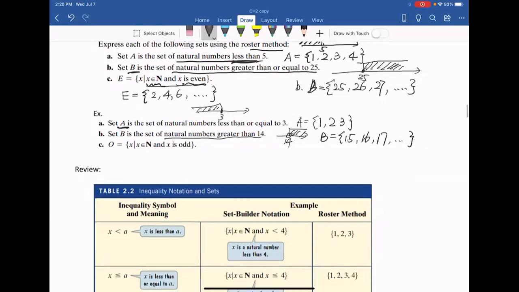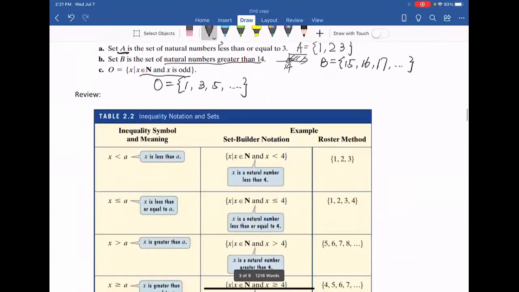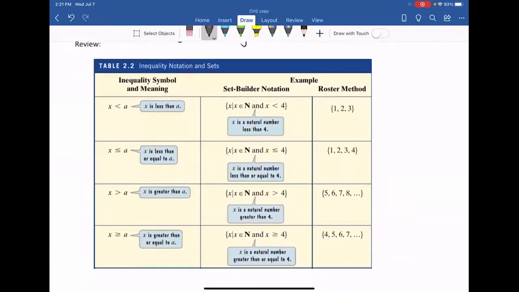Let's see the condition of the set O. It's a natural number and X is odd. That means O is the odd numbers 1, 3, 5, and so on, infinitely many. And here is some review. I think it's not hard for you. So let's see some examples here.